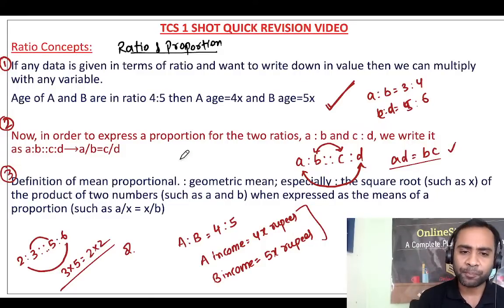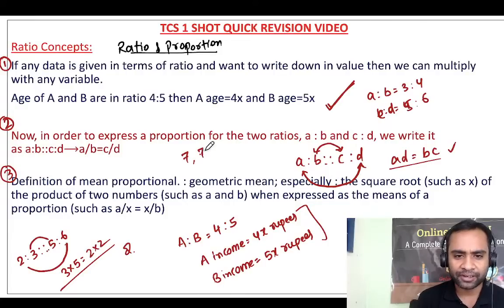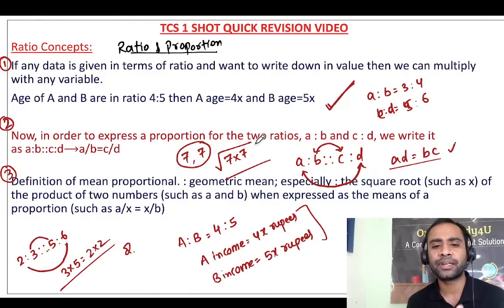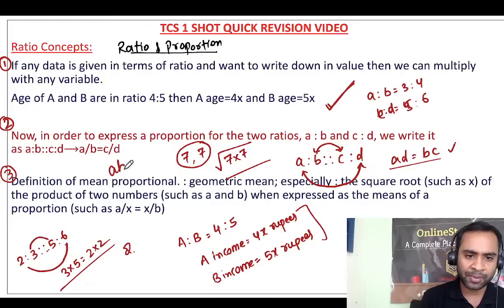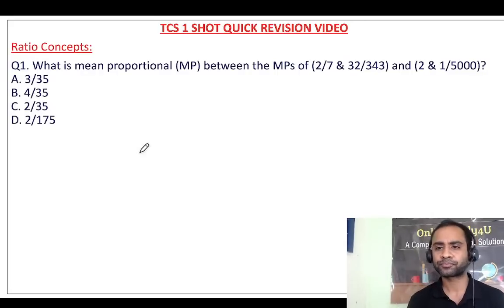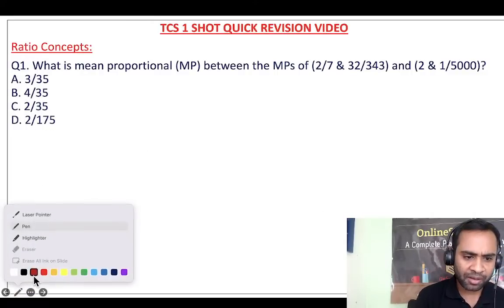Then they will be asking you what the mean proportional is. Friends, if we have 7 and 7, and they're asking the mean proportional, then the mean proportional will be 7 into 7, under a square root. So if you have A and B, and you have to calculate the mean proportional, it will be the square root of AB. Okay, clear?